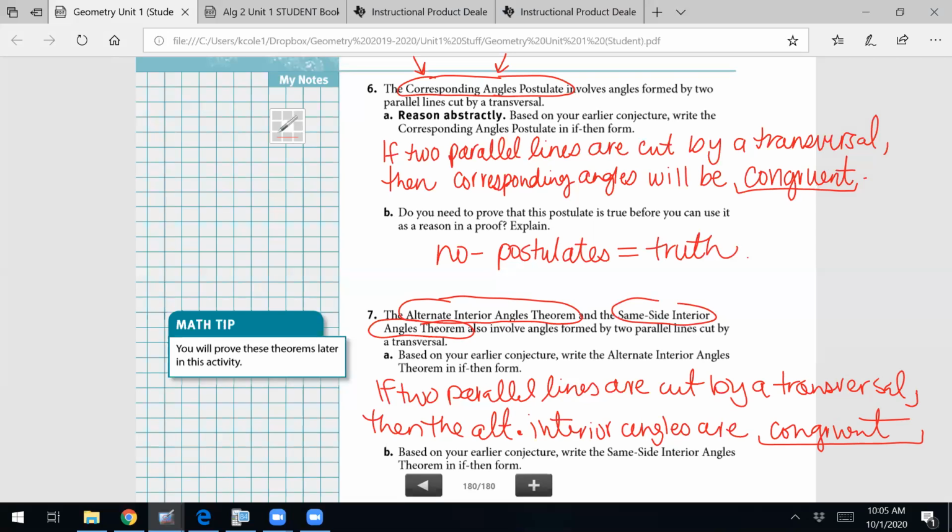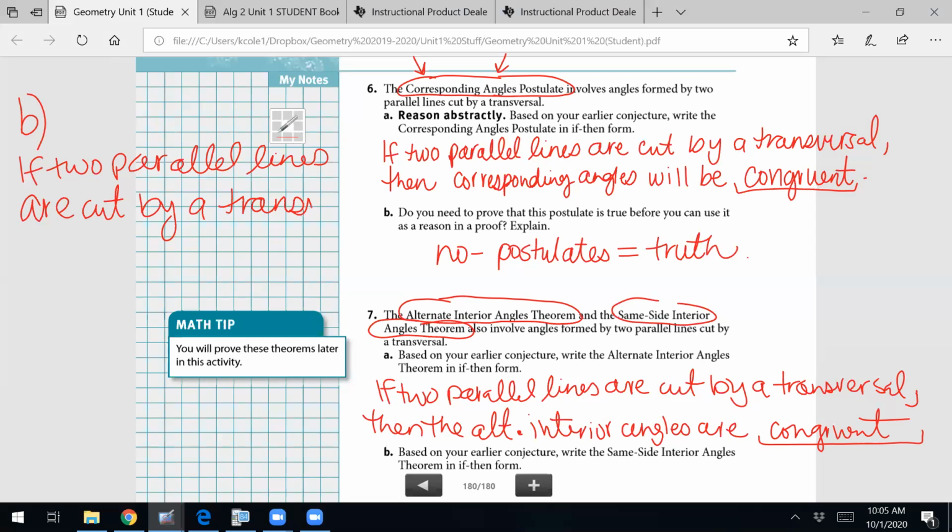All right, then B, I'm going to do that one up here. It's the same thing. If two parallel lines are cut by a transversal, then the, what are we talking about? Same side interior. Same side interior angles are not congruent, but that's right.